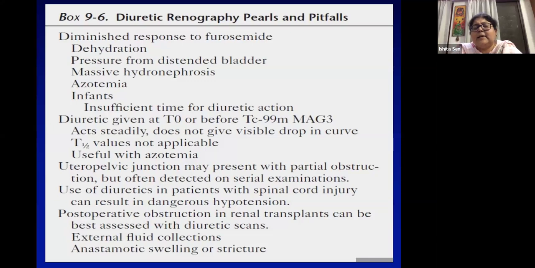Giving Lasix prior to the start of the study may be useful in patients with azotemia, or who have a partial obstruction of the renal pelvis, or have a very big capacious pelvis, especially in patients who already had a procedure like a pyeloplasty, or even in some cases to look for postoperative obstruction in patients with a renal transplant.